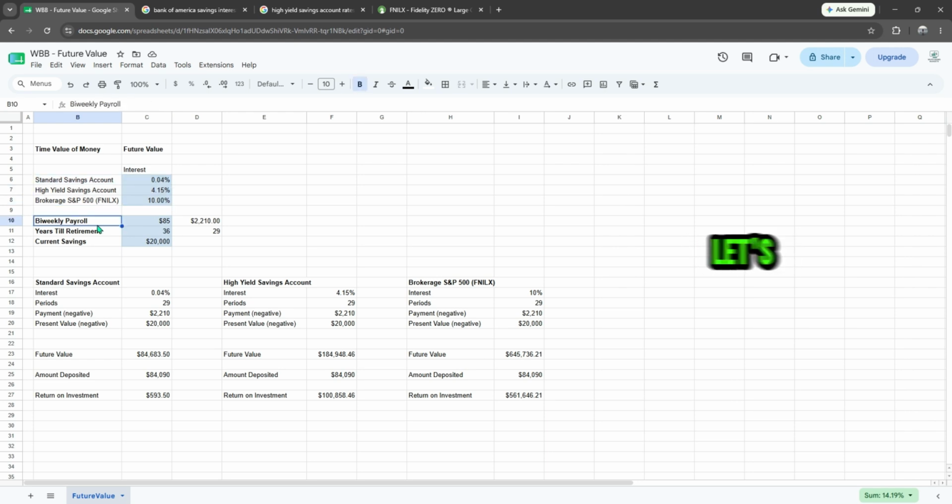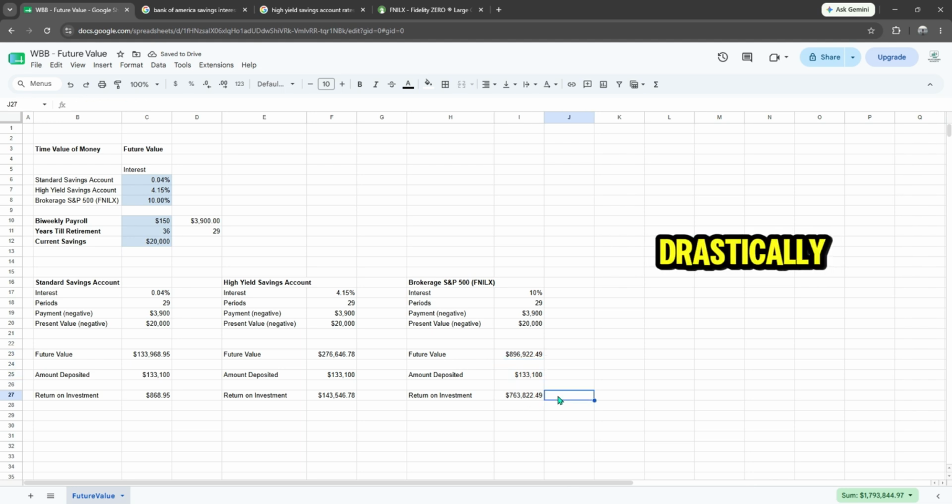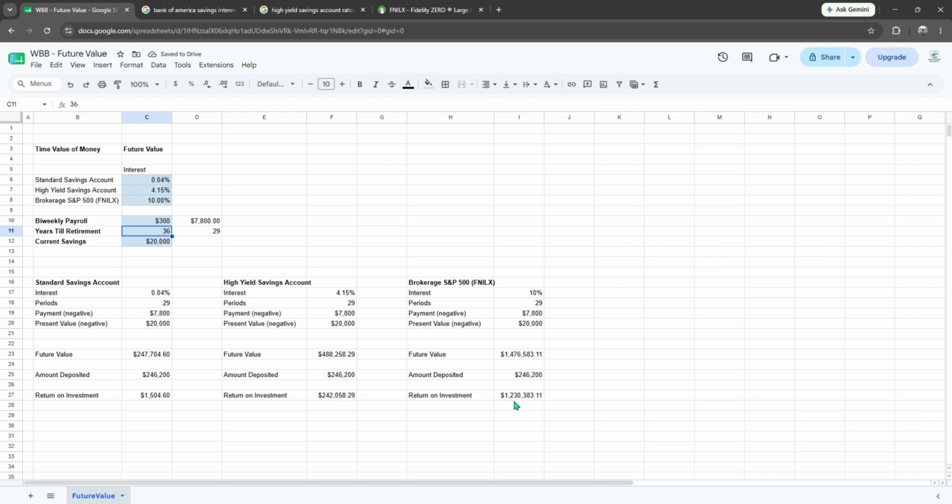And that's where, let's say you wanted to play around with your biweekly payroll, maybe you can put $150. Wow, it changes drastically, an extra $200,000 right there. So maybe you want to double it again. Boom, $1.2 million. So just an idea to understand how putting a little bit of money away now in perspective grows that into the future for your retirement.